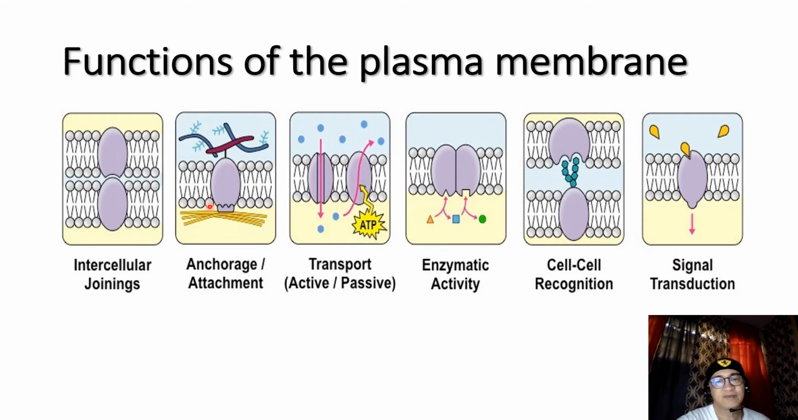And so you see, transmembrane proteins and the plasma membrane as a whole have many functions. It is not just about intercellular junctions, anchorage, or transport, but they can also participate in enzymatic or metabolic reactions. They can also participate in cell-to-cell recognition between cells, especially among white blood cells, as well as in the reception of chemical signals from the cell's exterior.